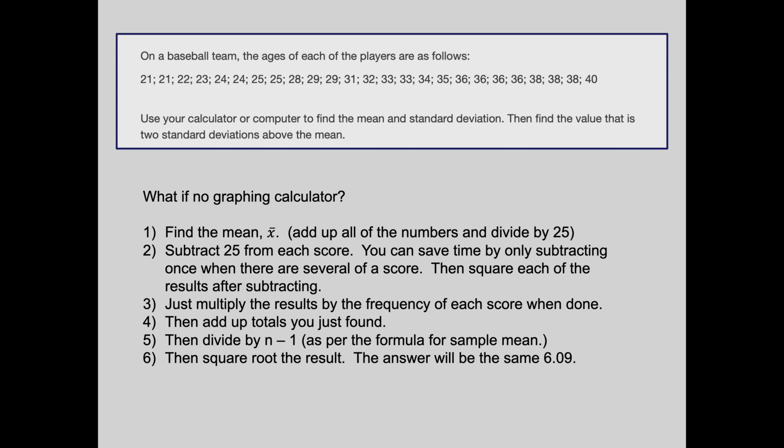What if you don't have a graphing calculator? Well, then you have to calculate the mean, which means you need to add all those numbers up and divide by 25. Then you have to subtract 25 from each score, or each score from 25. It doesn't matter in the long run. You can save time by only subtracting once when there are several of each score, and then use a frequency after that. Then multiply by the frequency of each score that's more than once. Oh, you've got to square them, okay? Then multiply the results by the frequency if you want to. Add up the totals you just found, divide by n minus 1, and then take the square root. You will get the same answer of 6.09. All right?